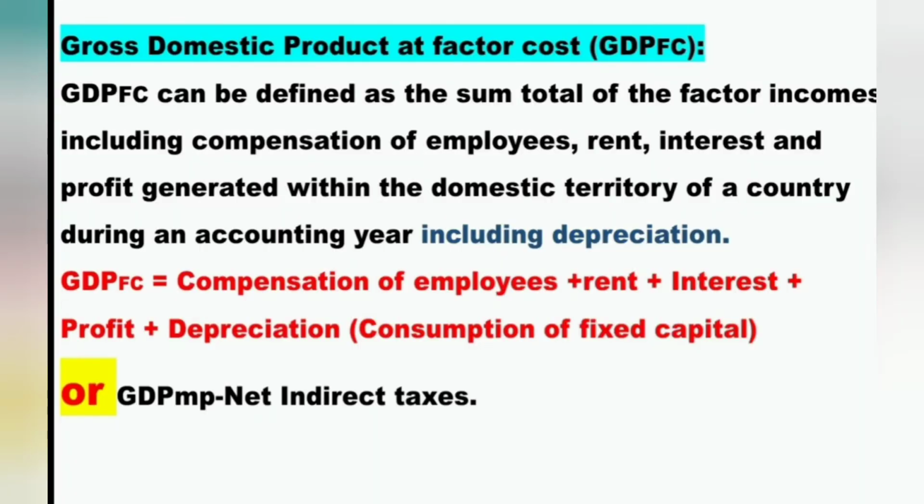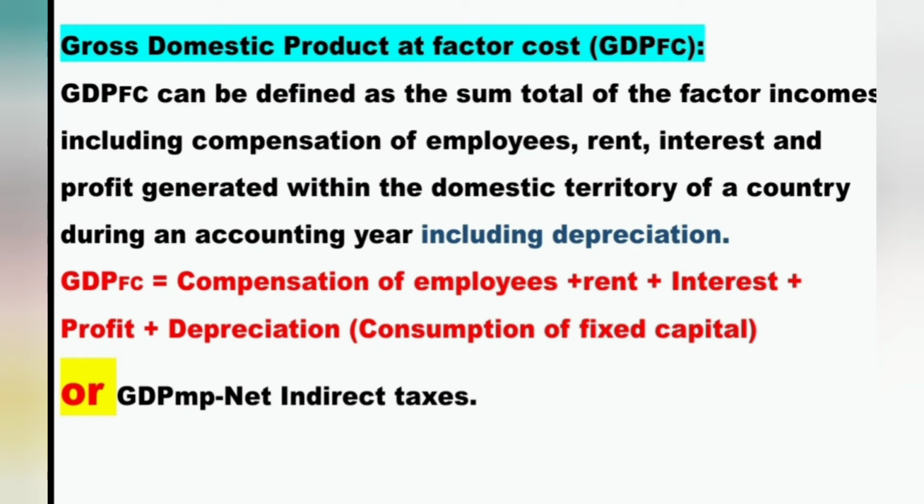Next is GDP at factor cost. That is gross domestic product at factor cost. Again, a domestic concept. It is a gross concept. Instead of market prices, it is measured at factor cost. What is factor cost? That is the cost or payment given to factors of production.